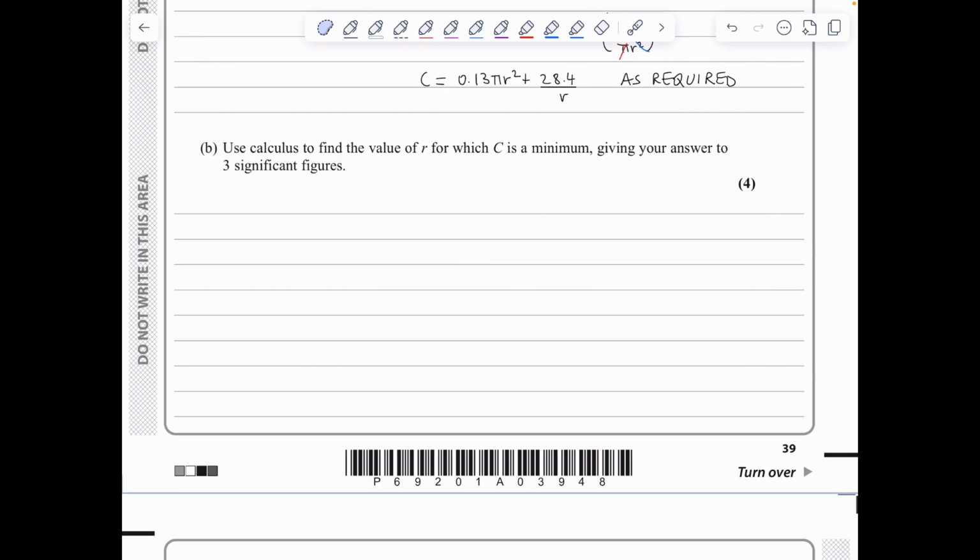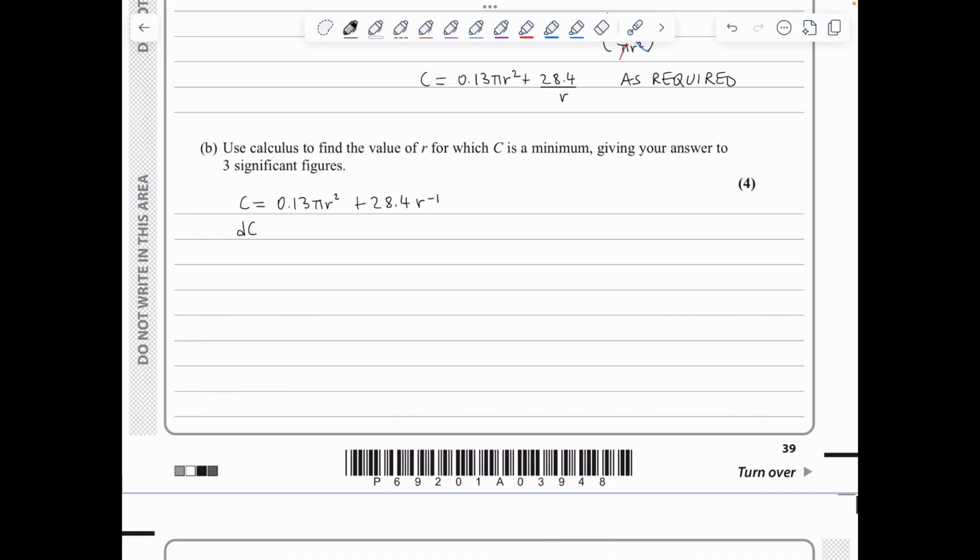Now in part B, we need to use calculus to find the value of r for which C is a minimum, giving our answer to three significant figures. Now calculus refers to differentiation in this case, so the first thing to do is write the expression for C in index form. So C is 0.13 pi r squared plus 28.4 r to the negative 1.